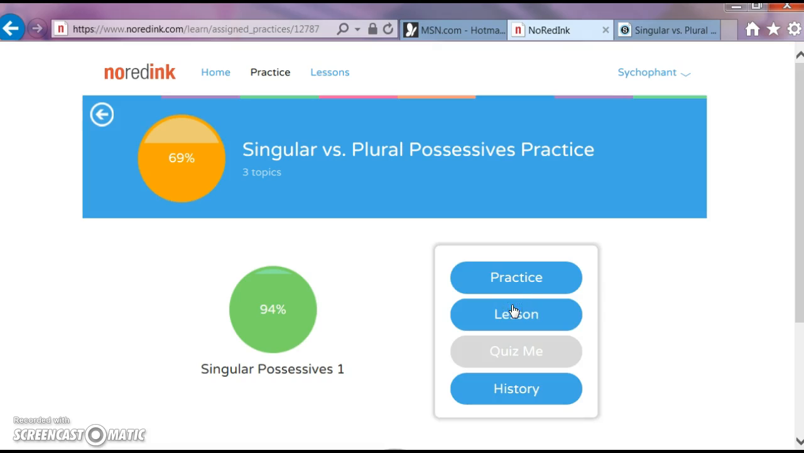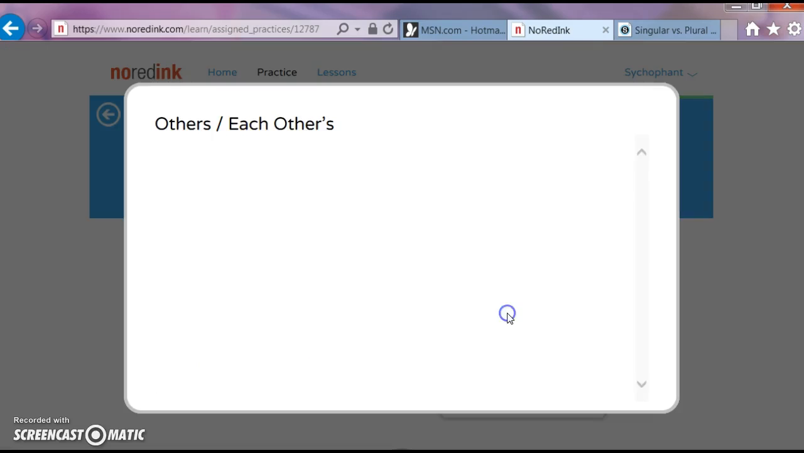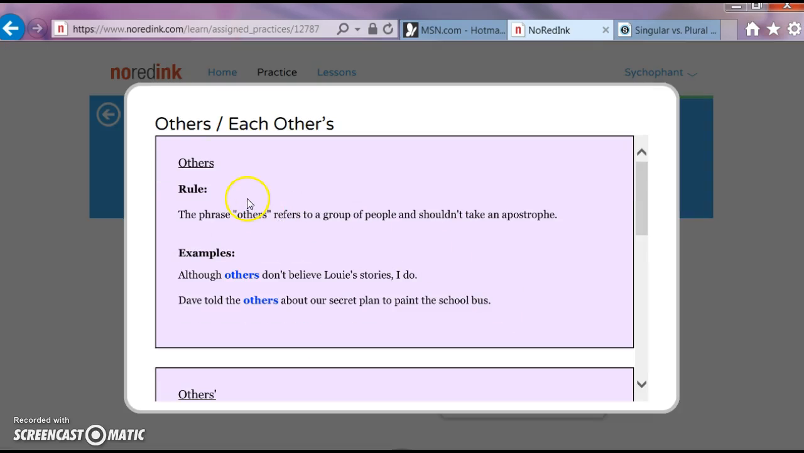So I click this little section right here, and I can choose. I can go and have it teach me about the rule, or I can go straight to practice. Now, I already took the quiz and didn't do that well, so you know what? It's probably a good idea that I review the lesson. So I'm going to hit this, and it's going to start telling me the rules, okay? Here's when you write it like this. The phrase others refers to a group of people and shouldn't take an apostrophe. So others, okay. So it refers to a group, shouldn't take an apostrophe.